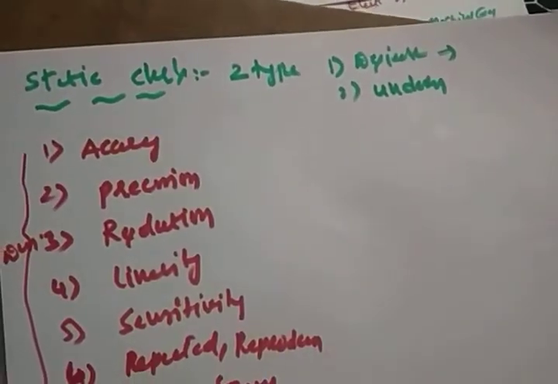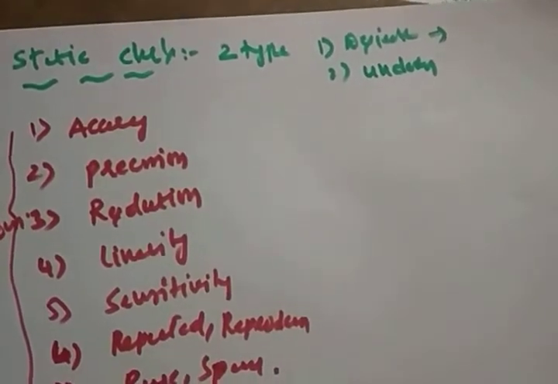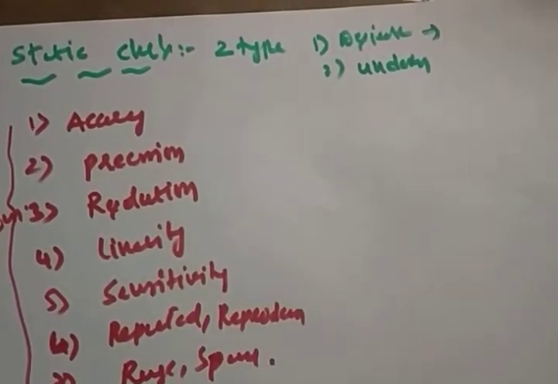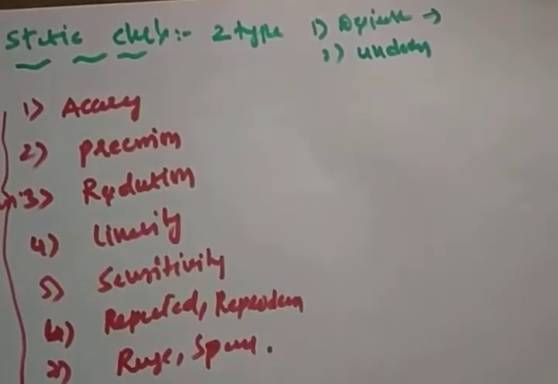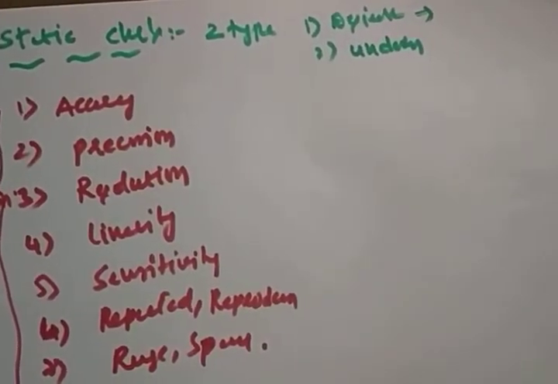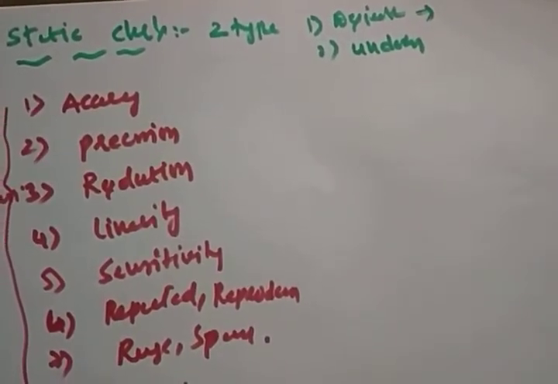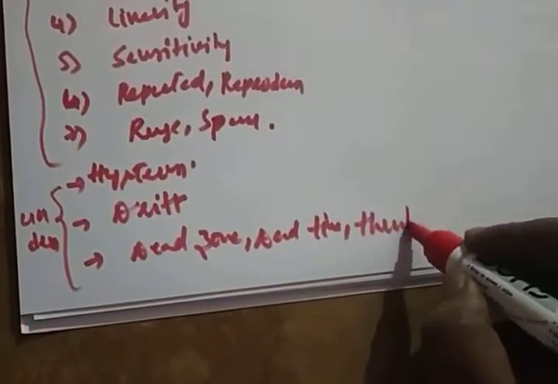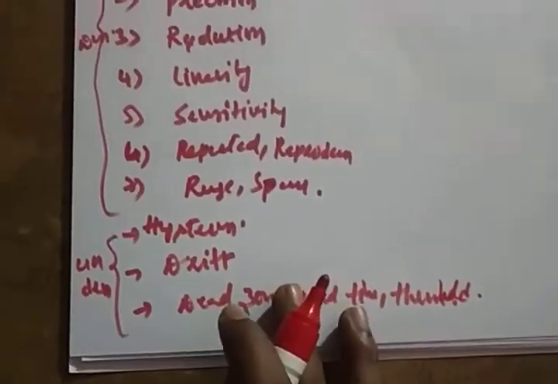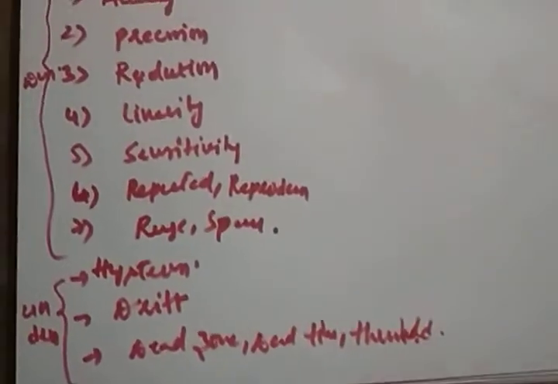And hysteresis, drift, dead zone, dead time, threshold. So these are undesirable characteristics. Hysteresis, drift, dead zone, dead time, threshold. We discussed all these things, but we have to rewind them in this transducer concept itself.